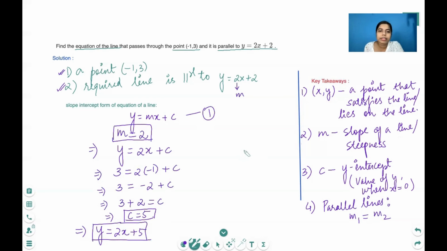So what are the key takeaways in this problem? The slope-intercept form of the equation of a line is y equals mx plus c, where x and y is a point that lies on the line. M represents the slope of a line. C is the y-intercept. What is the y-intercept? The value of y when x is 0. Then the very important information is the last one, that the slopes of parallel lines are equal.